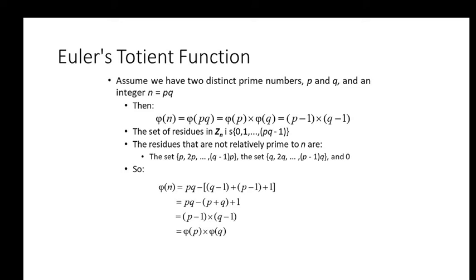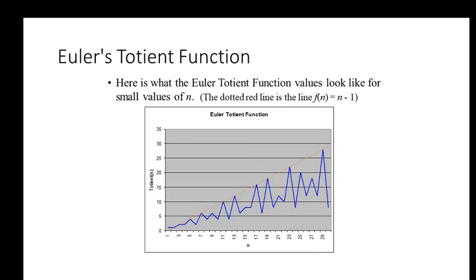Assume we have two distinct prime numbers p and q and the integer n is equal to pq. Then phi of n is equal to phi of pq, that is equal to phi of p times phi of q, that is equal to p minus 1 times q minus 1. Here is what the Euler totient function values look like for small values of n. The dotted red line is the line f of n equals n minus 1.